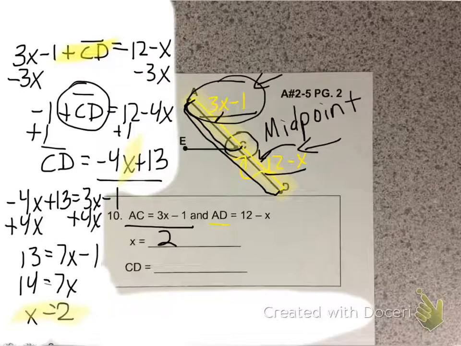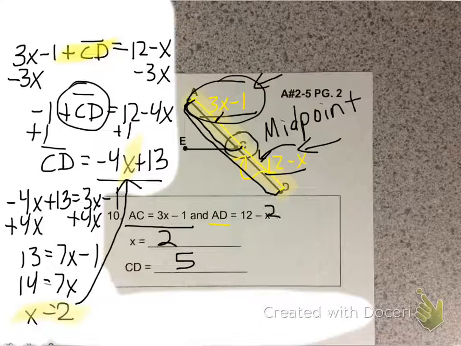What did you get as your answer? Took it, plugged it in. What did you get? CD is 10. CD is not 10. If I put what's negative 4 times 2? Negative 8. Negative 8 plus 13? 5. AD would have been 10, right? If I put 2 here.